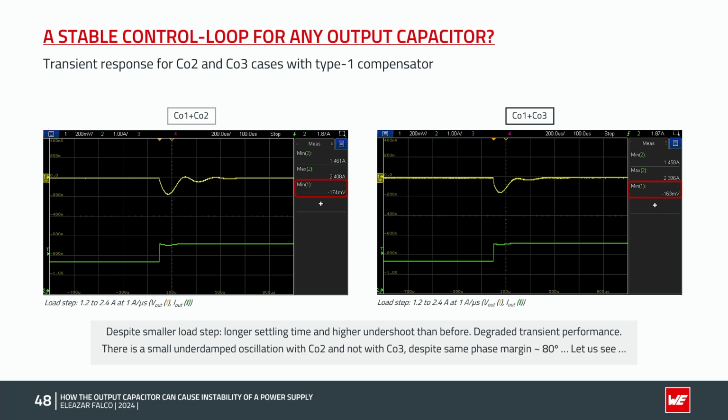There is also a small but well-damped oscillation in the case of CO2, which is almost not appreciable in the case of CO3. We can see it here. Now, we know that CO2 has a lower ESR than CO3, so this was around between 15 and 20 milliohm, while CO3 was around 70 milliohm. So this is a good insight right before we see what happens in the case of CO1 only.